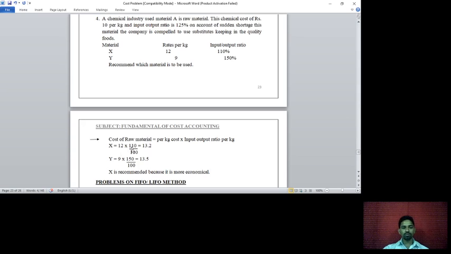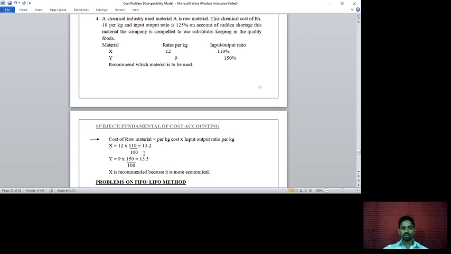The cost of raw material is equal to per kg cost into input output ratio per kg. Okay, for the first substitute X, rate per kg is 12 into input output ratio is 110 divided by 100, which is equal to 13.2. And for the substitute Y, the rate per kg is 9 into input output ratio is 150. So 150 divided by 100, the answer is 13.5.